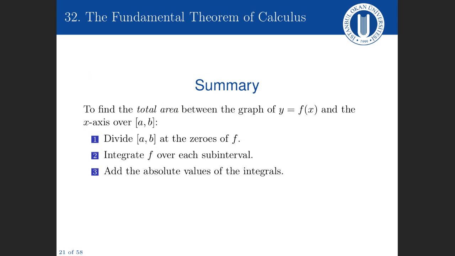Let's summarize. To find the total area between the graph of a function and the x-axis, step 1, we need to divide our interval at the zeros of f into smaller pieces. And on each one of these smaller pieces or subintervals, we're going to calculate the integral of f. And then finally, step 3, we're going to add together the absolute values of these integrals.